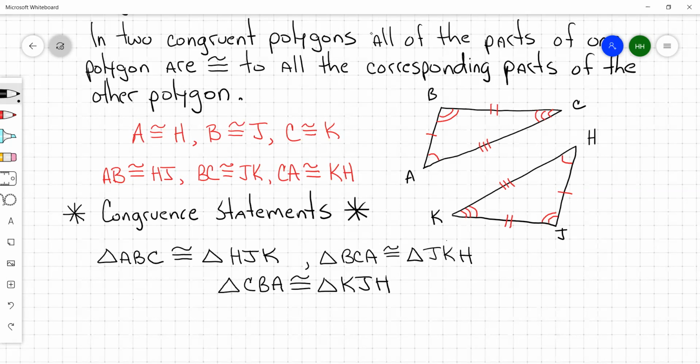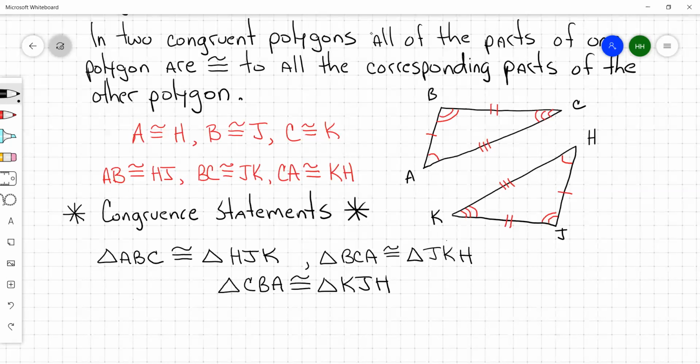All the letters correspond. Any questions on any of that? The order of the vertices is the most important part of congruent statements. You can pick the order for the first description. You can choose the order of the vertices for the first description. But in the second description, the corresponding parts need to be in the same location. Okay?